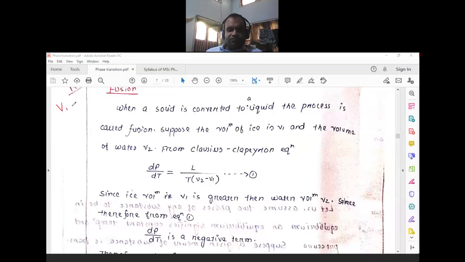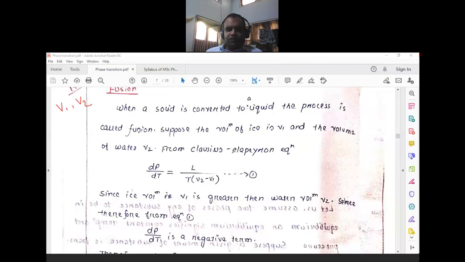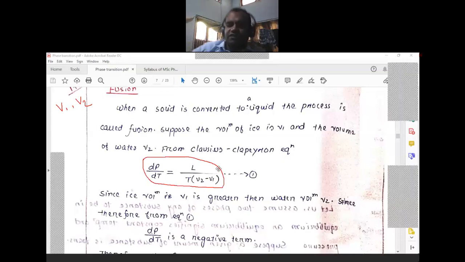Suppose ice to water. Ice has volume V1, water has volume V2. So how can you write the Clausius-Clapeyron equation? Very simple: dP over dT is equal to L divided by T times (V2 minus V1). Initially, the Clausius-Clapeyron equation was L divided by T times (Vf minus Vi), but now the initial and final volumes are V1 and V2. V1 is the volume of ice and V2 is the volume of water.